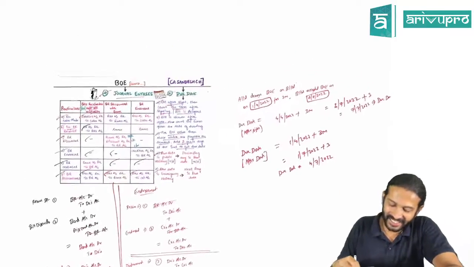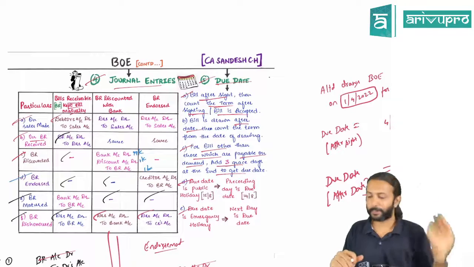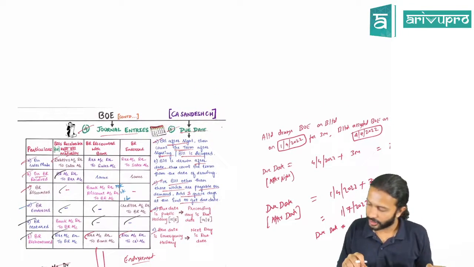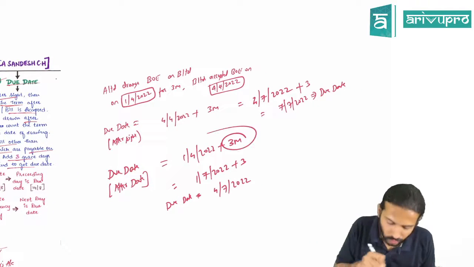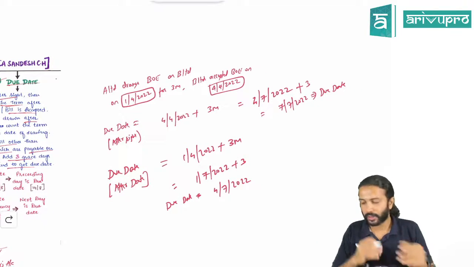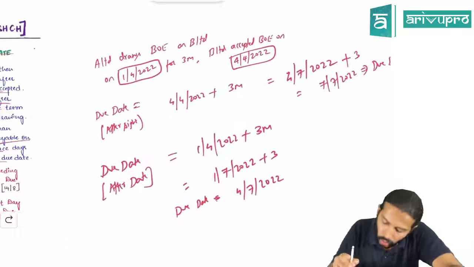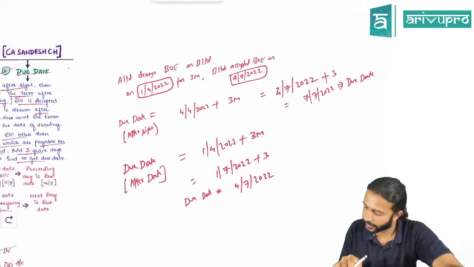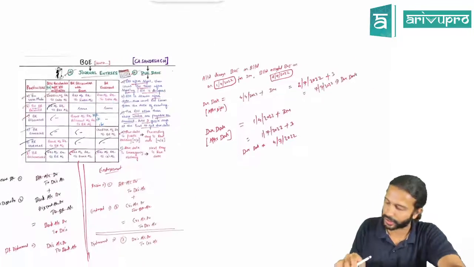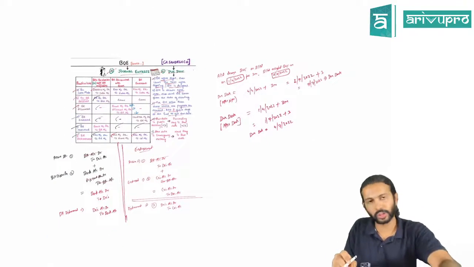Now, this is the funda. Due date includes grace days. After adding grace days only, you're going to get the due date. To whatever date you are getting, add 3 grace days. After that only, we call it a due date. Correct. Yes Kanishk, your observation is right. After adding grace days only, you'll get the due date.